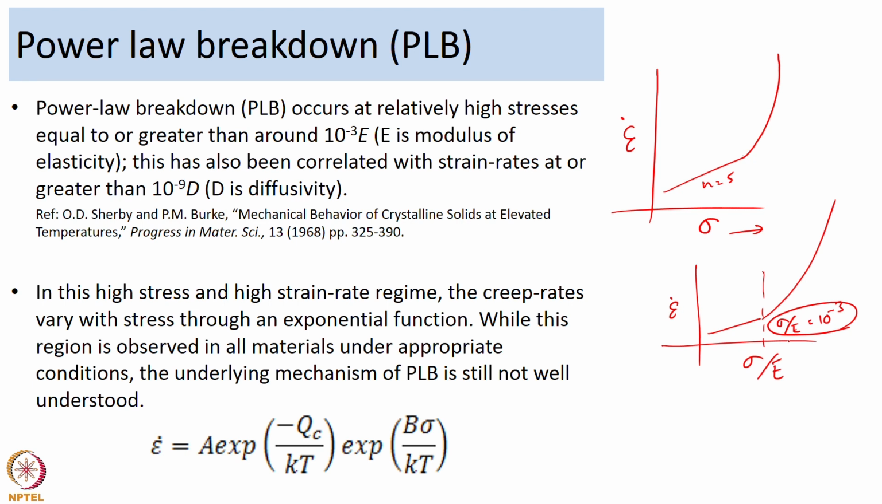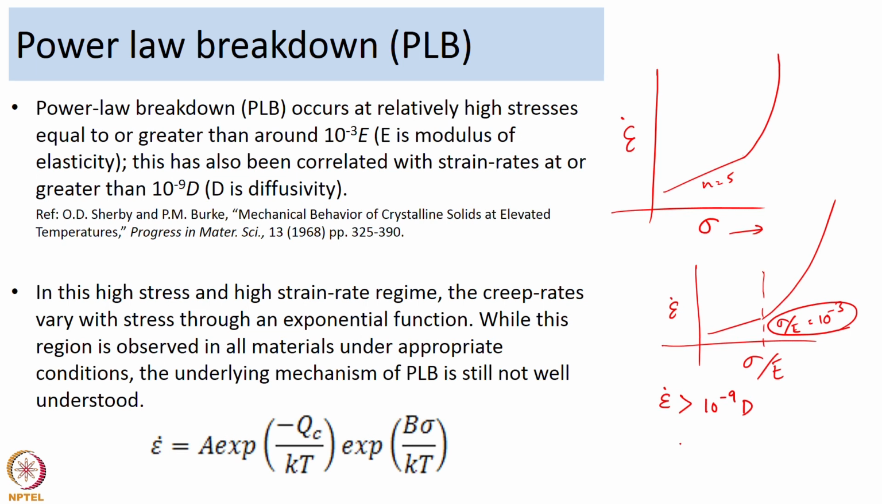In other cases people have said power law breakdown also corresponds to strain rates greater than 10 to the power minus 9 D. So, if D is the diffusivity, people have also noticed that if the creep deformation is proceeding at strain rates greater than 10 to the power minus 9 D, then one could say that the power law breakdown creep regime could ensue.